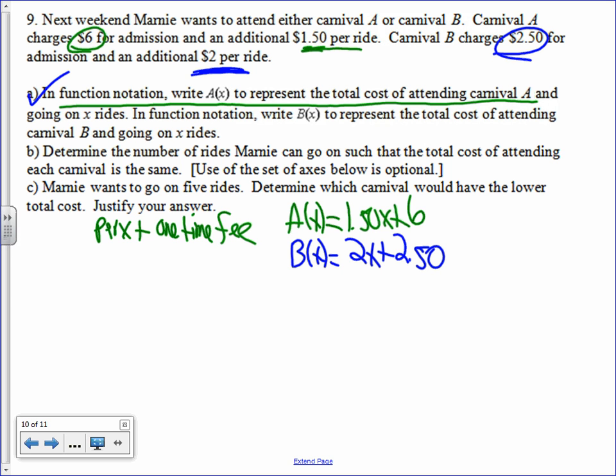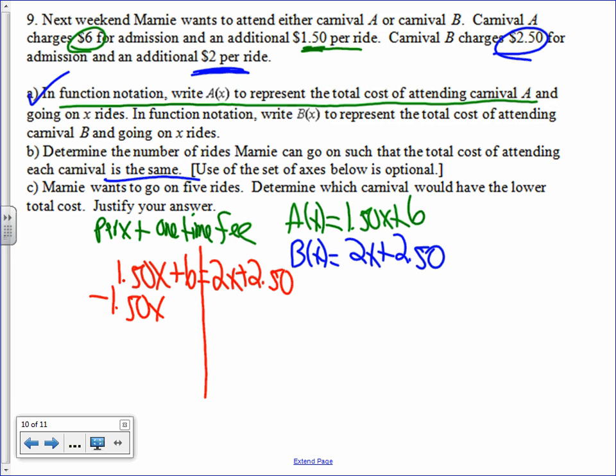B, determine the number of rides Marty can go on such that the total cost of attending each carnival is the same. The same means equal. So I set 1.50x plus 6 equal to 2x plus 2.50. From here, I solve the equation. I bring all x to one side. I subtract 0.5x.